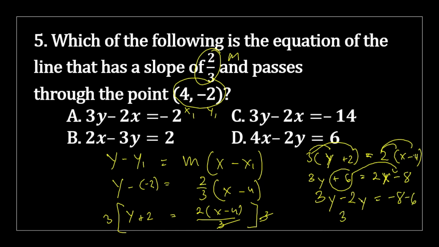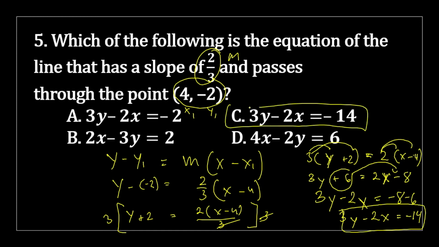We have 3y minus 2x is equal to -14. So this will be our answer. And that is letter C. The correct answer is letter C.